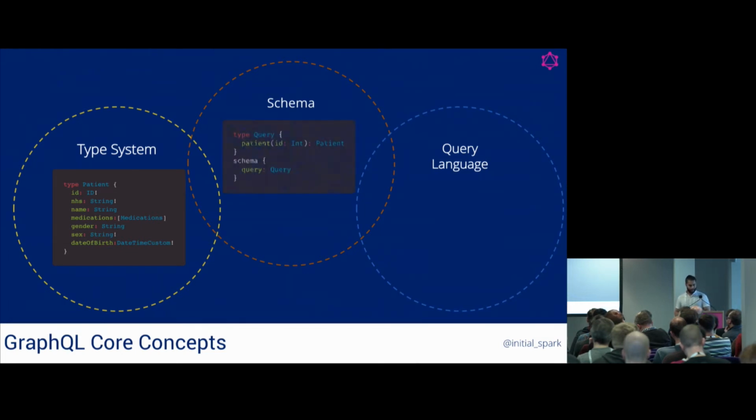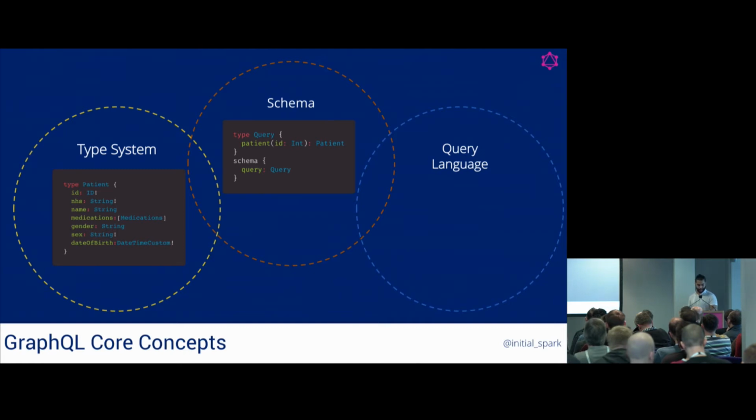So if our type system defines our data model, our schema then defines how we can query our graph. That's ultimately what the schema is. It's a specific entry point into the way that we can query. If you look at the top, we have a query, and basically we have a patient, and we've passed it a variable, so we have ID, which is an integer, and it's going to return type patient.